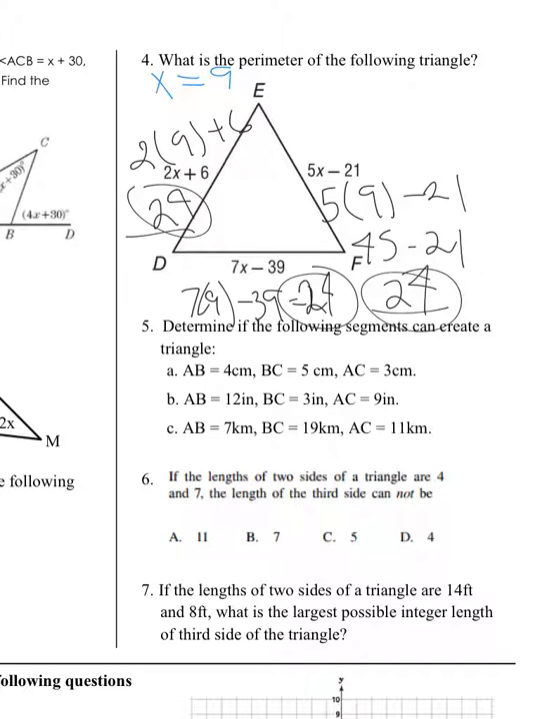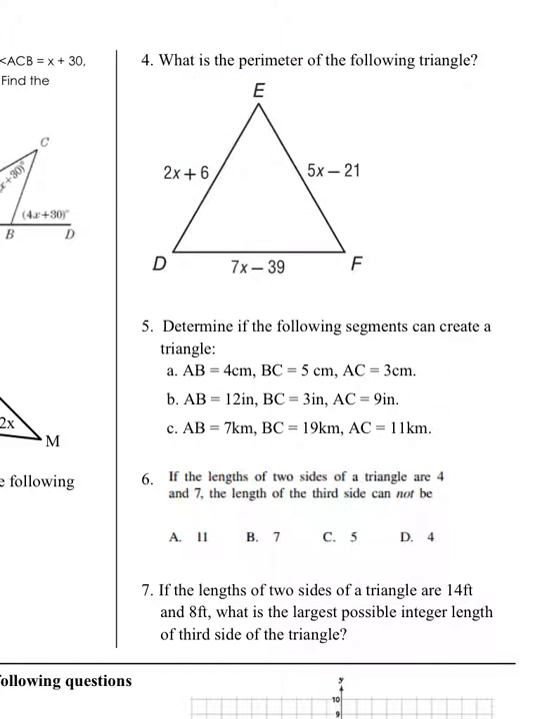But don't forget that the entire problem was about perimeter. Perimeter is adding up all three sides. 24 three times is 72. All right, so let's clear that.